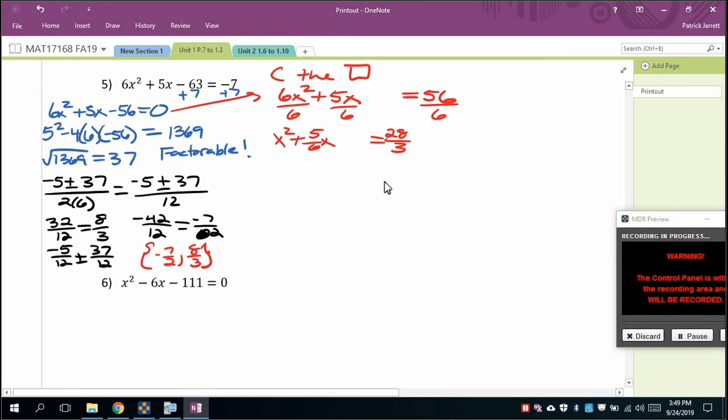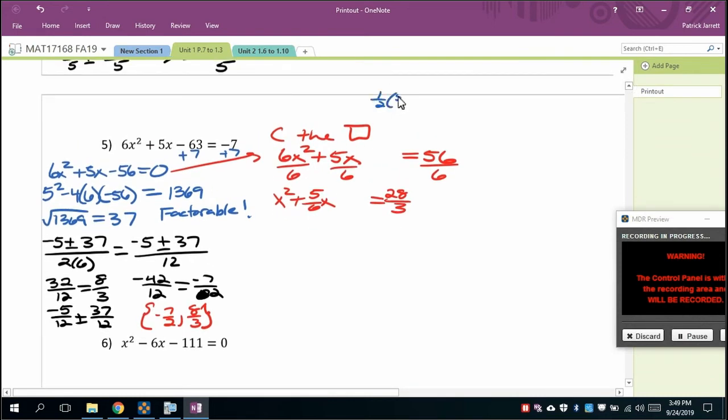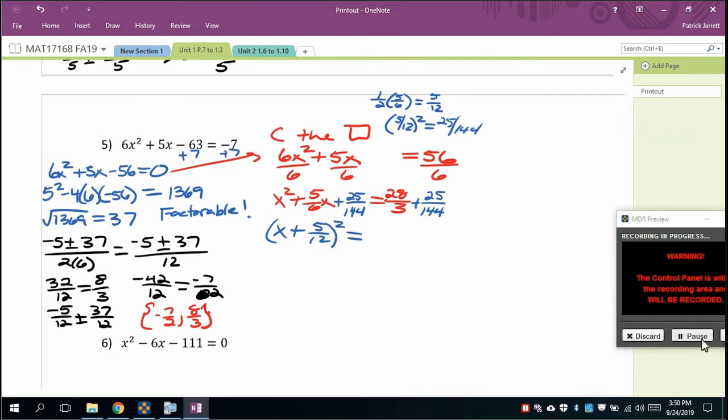So what is going to complete the square here? Well, half of 5/6 is 5/12. And 5/12 squared is 25/144. So that is what I'll be adding to both sides. And so this will factor into x plus 5/12 quantity squared, and 28 thirds plus 25/144.